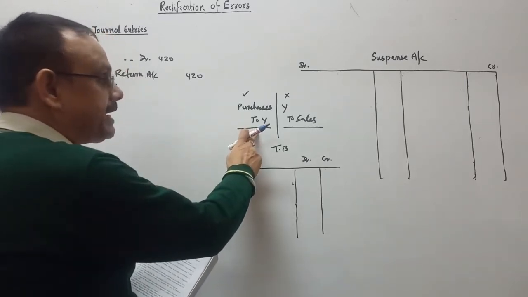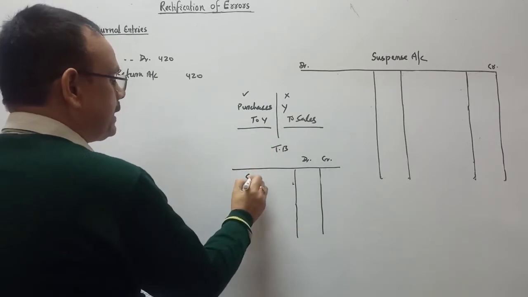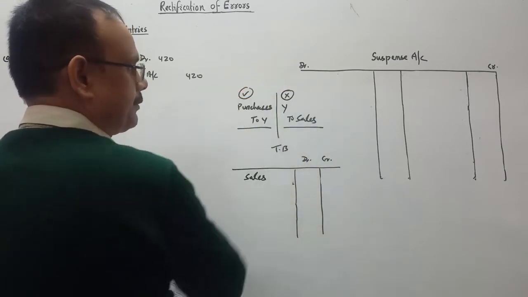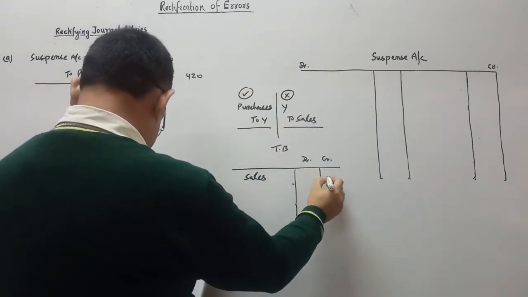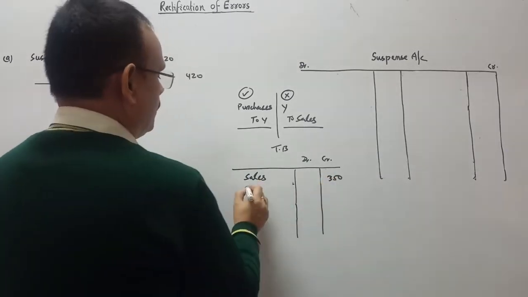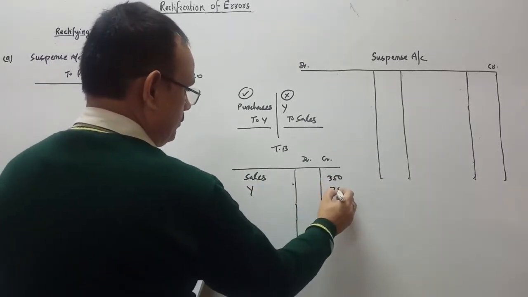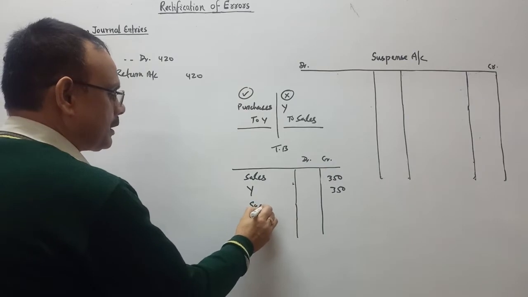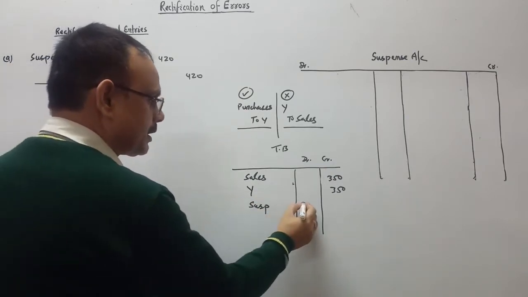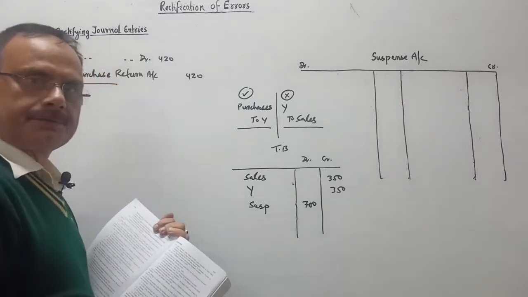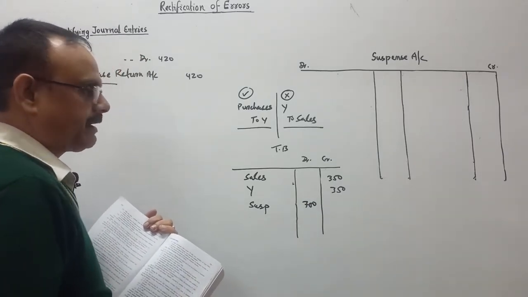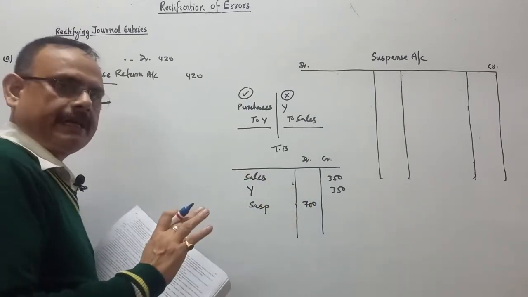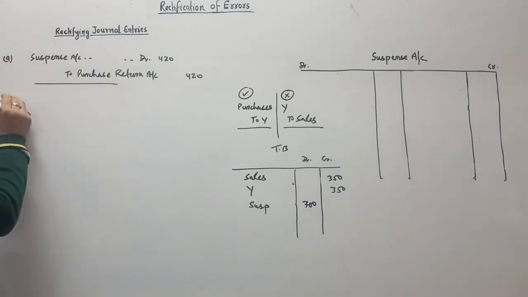Correctly entered means correctly credited. So sales is on the credit side in the trial balance. This is the wrong entry, and this is the right entry. In the wrong entry, sales is on credit by 350, and Y is on credit because Y is correctly credited. So both are on the credit side. So we have to open the suspense account by 700 to match the trial balance. We have opened the suspense account, now the trial balance is matched. Is the error clear? Now we have to rectify the errors.